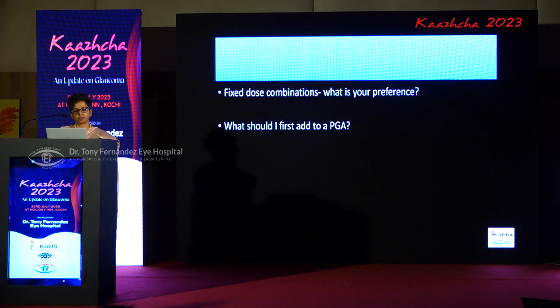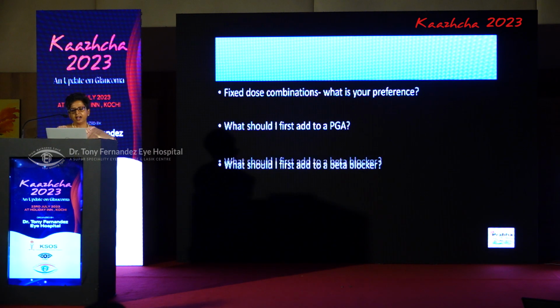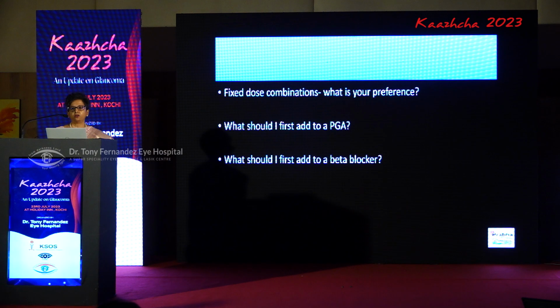Okay, so what should I first add to a PG analog? Beta blocker. And what should I first add to a beta blocker? PG analog. And depending on the context, either brimonidine or brinzolamide, dorzolamide.